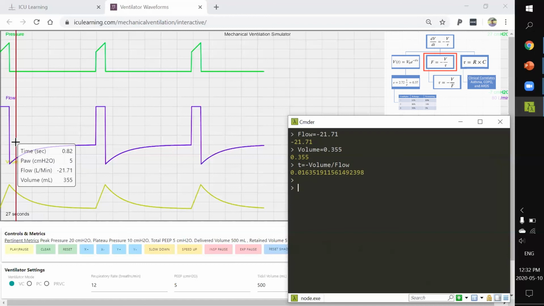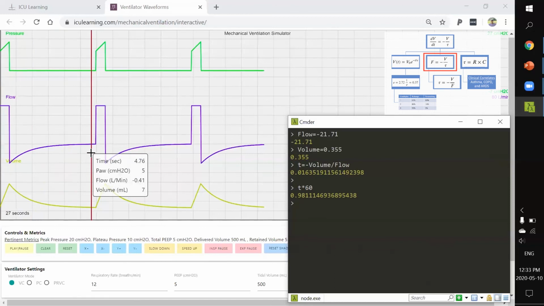0.016. And you may say, well, my tau was almost 1 second in the previous calculation. Note in this calculation that the ventilator is reporting the flow in minutes, so you have to convert your tau to seconds. In other words, the unit of the 0.016 is minutes, and in order to convert that to seconds, I have to multiply by 60. And I basically get the same number, which is 0.98. So in both of those instances, I got a tau roughly equivalent to 1 second.